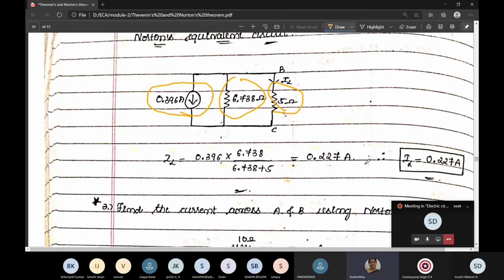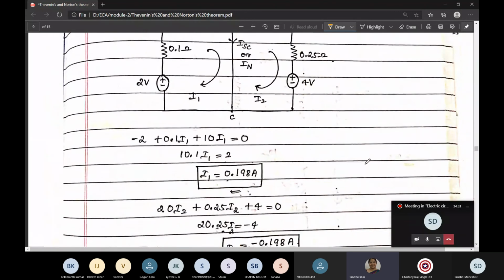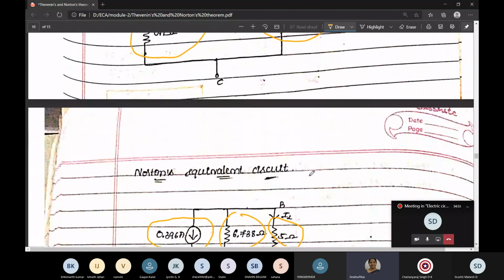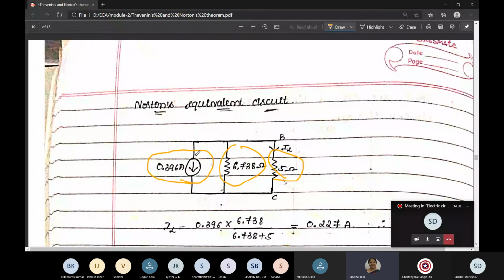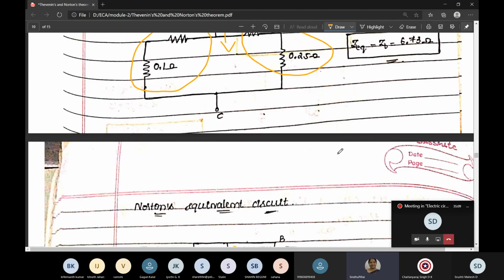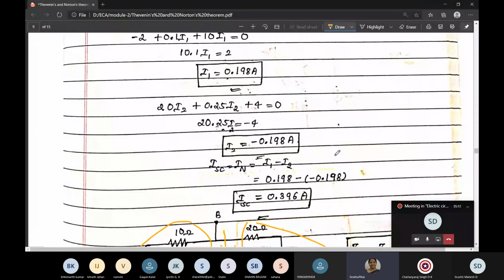So this is one example for Norton's. However complicated the network, the network is reduced to a single current source with parallel resistor. And for Thevenin's it is reduced to a single voltage source with series resistor. How will we find out? In Thevenin's, the load terminal is open circuited and we have to find open circuit voltage, and in Norton's the load terminal is short circuited and you have to find short circuit current. After that, I will find out the equivalent impedance. It is same for both Thevenin's and Norton's.